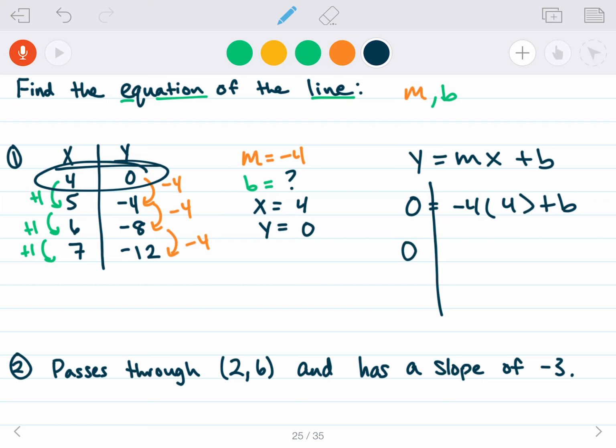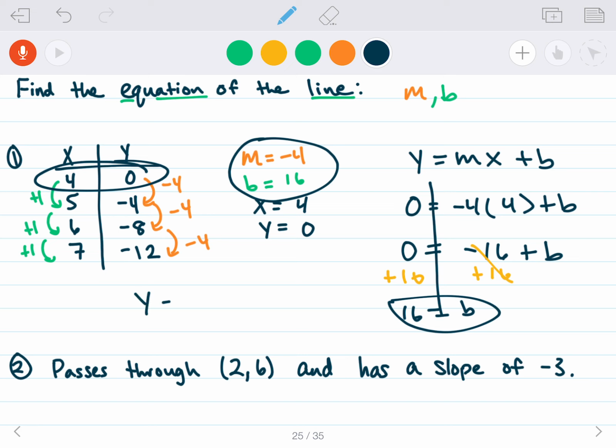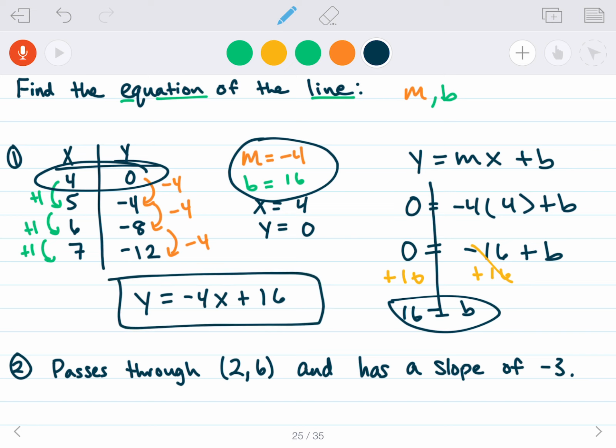Now on the right side, we get 0 equals negative 16 plus b. And then if I isolate b, I can add 16 to both sides to get b equals 16. So there I have it. I am done. I have m is negative 4, b is 16, and therefore my equation consists of these two things: y equals mx plus b. And that's my equation.